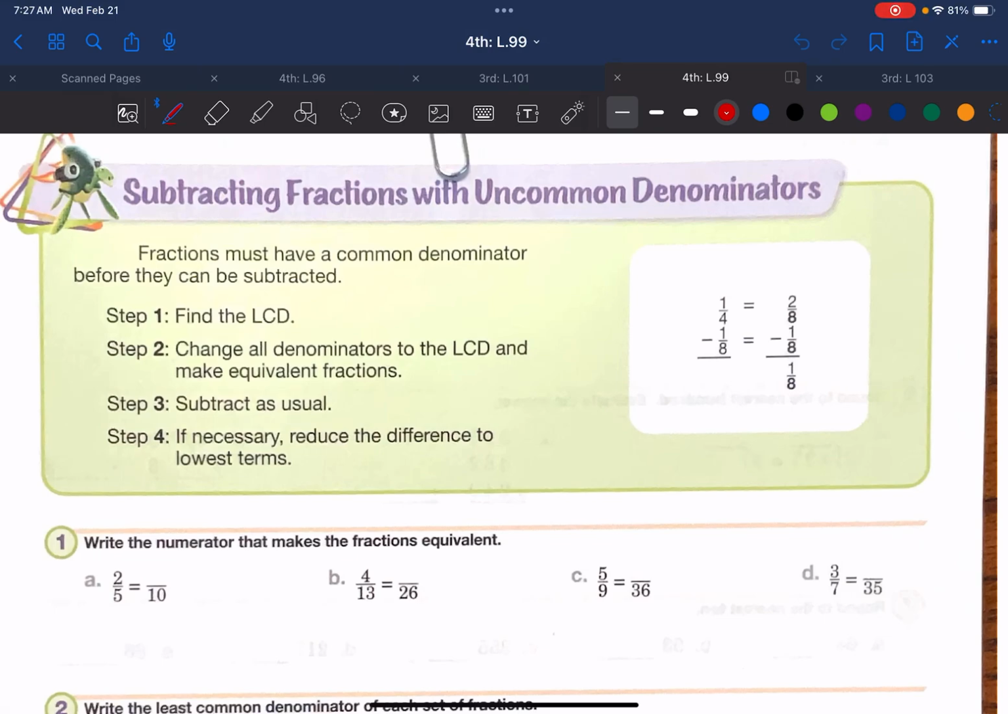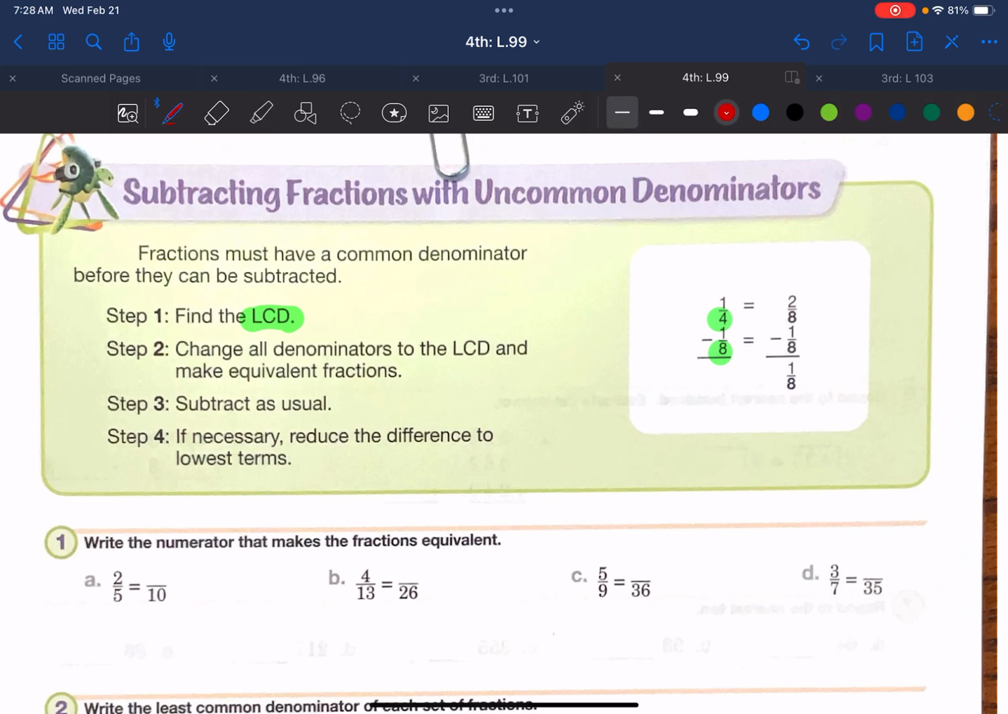Good morning, fourth grade. Today you have lesson 99, and it's subtracting fractions with uncommon denominators. This was one of the reasons that we've been practicing that least common denominator. It's because sometimes you won't have the same denominator, and yet you have to have the same denominator to add or subtract. So you already did adding with uncommon denominators. Today we're making it into subtracting with uncommon.